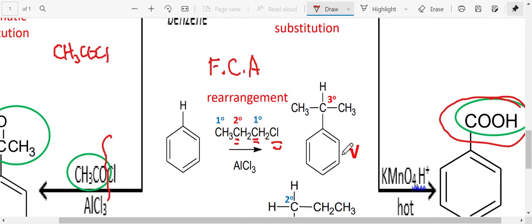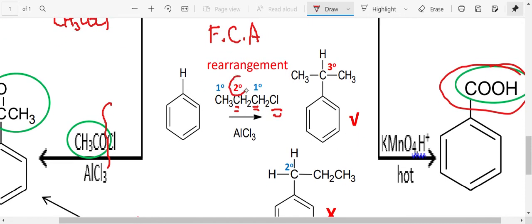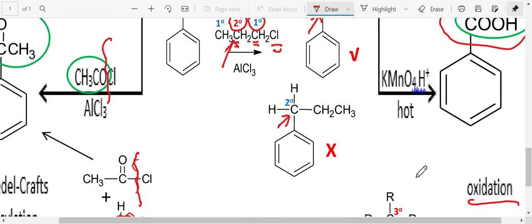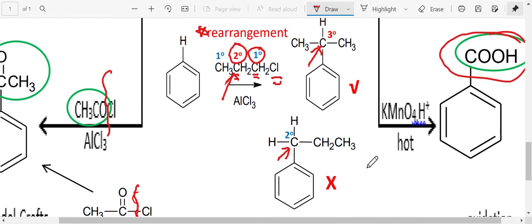When we have primary and secondary, remember, secondary is more stable, so it will undergo rearrangement. Thus, it will attach at the second carbon or the secondary carbon. Okay, if you attach it at the primary carbon, then your answer is incorrect because it is less stable.